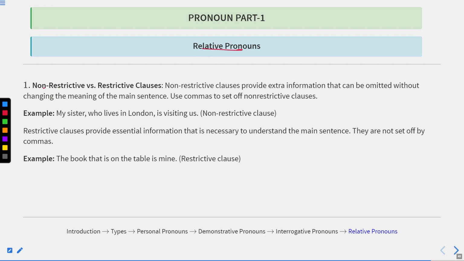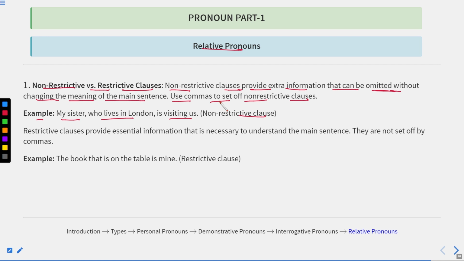Now we have relative pronouns, so we have non-restrictive versus restrictive clauses. There are two types of clauses: one is non-restrictive, another is restrictive. Now what is the difference between the two? Non-restrictive clauses provide extra information that can be omitted without changing the meaning of the main sentence. We use commas to set off non-restrictive clauses. Example: my sister, who lives in London, is visiting us. So this is a non-restrictive clause. Why, sir? Because omitting it does not change the meaning of the main sentence, and we use commas. When we use commas to set off non-restrictive clauses, it means they provide extra information that can be omitted without changing the meaning of the main sentence.